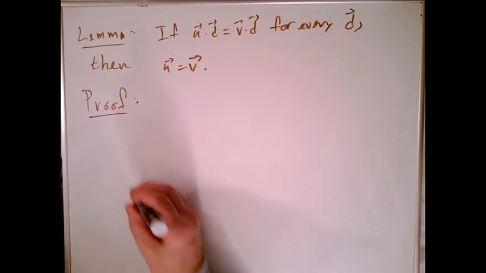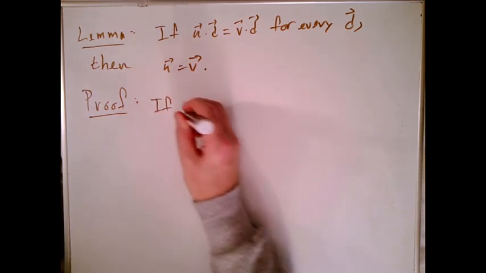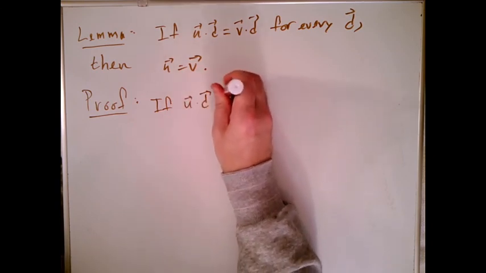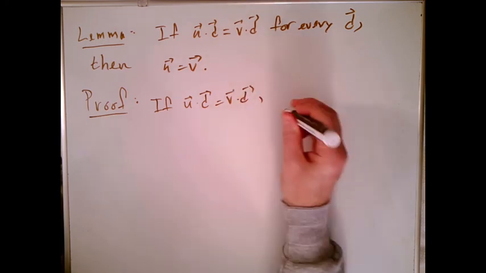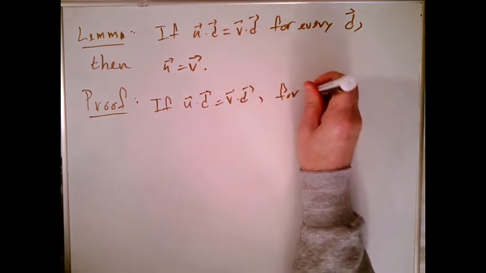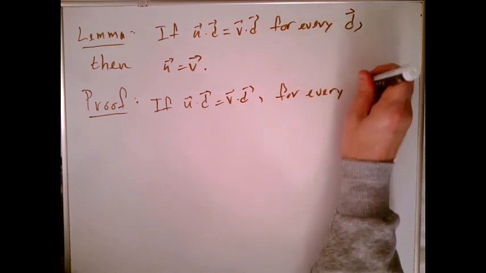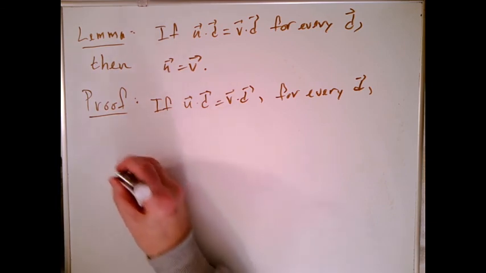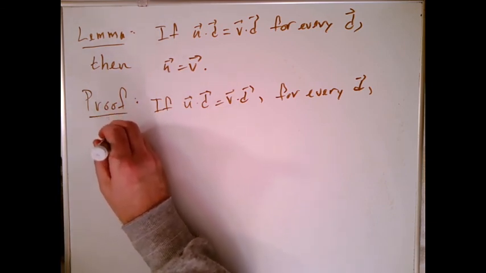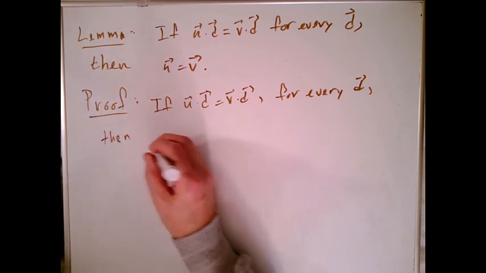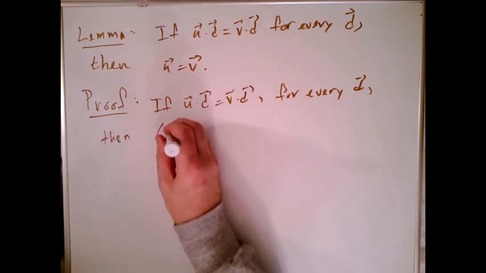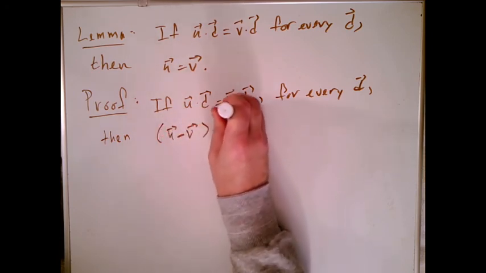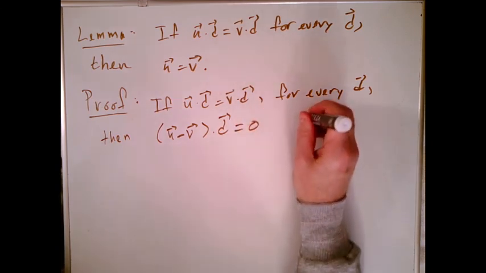So what we're going to do is just say if u dot d equals v dot d for every d. Now what I'm going to do is just subtract v dot d from both sides and then undistribute. Then, let's see here, bring it over and then distribute. What we're going to get is u minus v dot d is always equal to 0. And again, for every d.